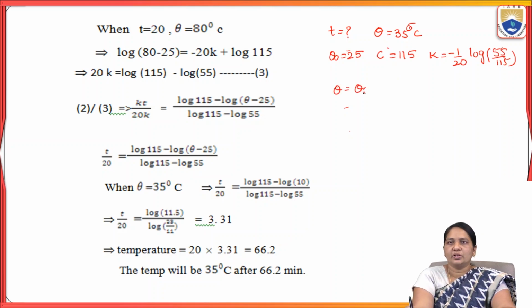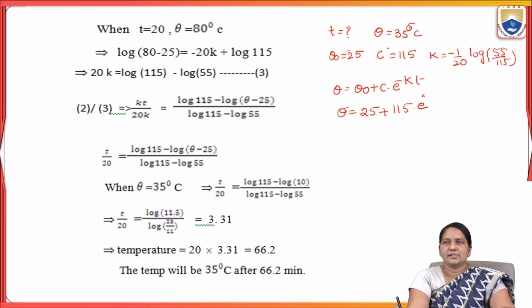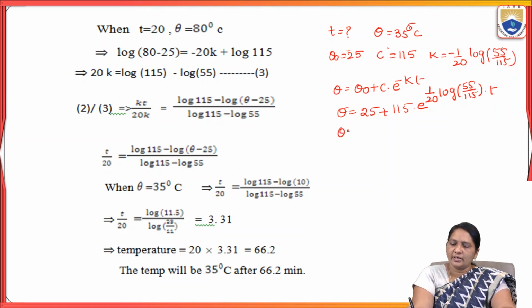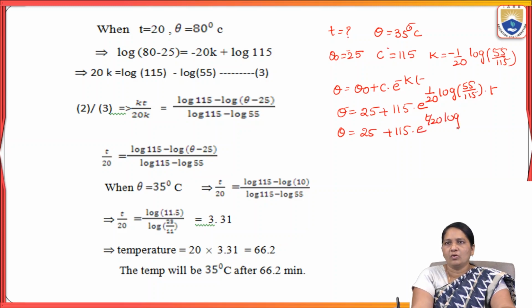Theta equals theta naught plus C into e power minus kt. Theta value we are going to calculate. So theta naught is 25 plus C value is 115, into e power minus, and minus into minus is plus, so 1 by 20 log 55 by 115 into t. So t we are going to calculate. Now I can write this as 25 plus 115 into e power t by 20 log 55 by 115.